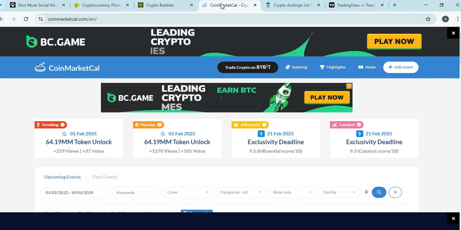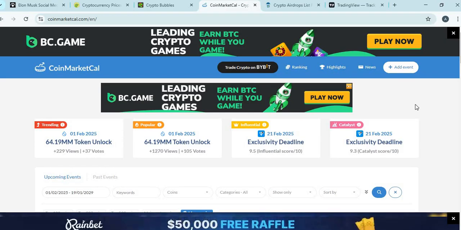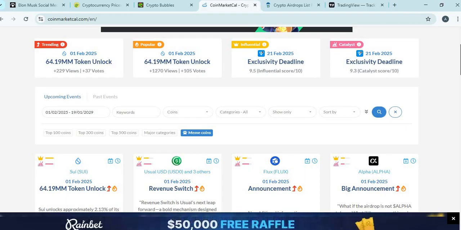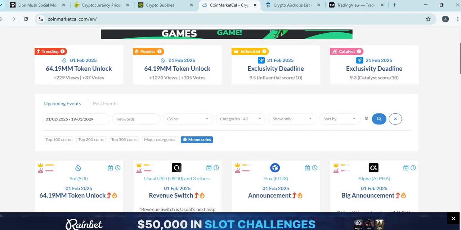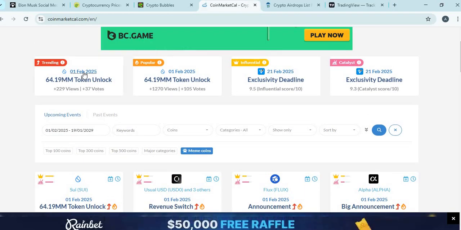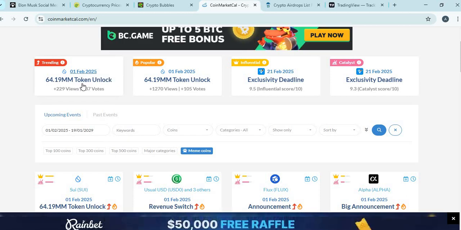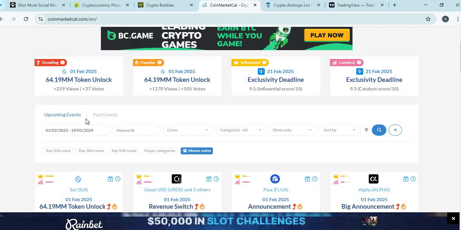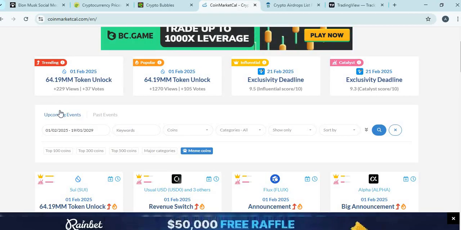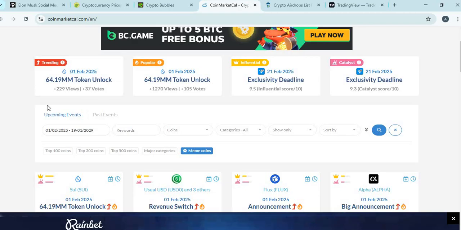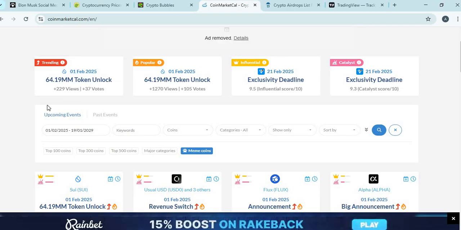The next one is Coin Market Calendar. Coin Market Calendar gives you early information of what is coming and how you can prepare for it. So for example, this one says February 1st, which is today, 64.19 token unlocked. So you know what that means already. If this kind of token is being unlocked today, it means this token is going to dump. What do you do? You short it. It's simple. You short it and you make good money from it.